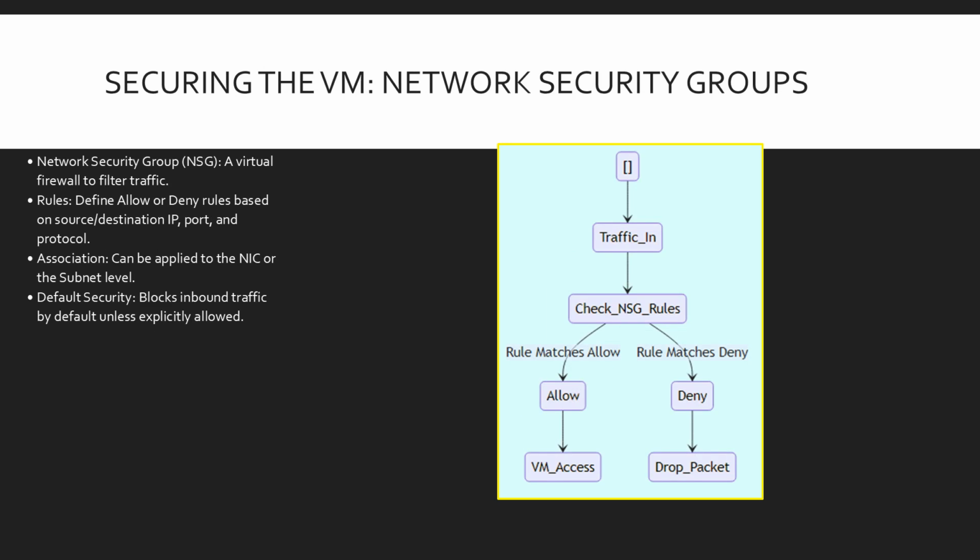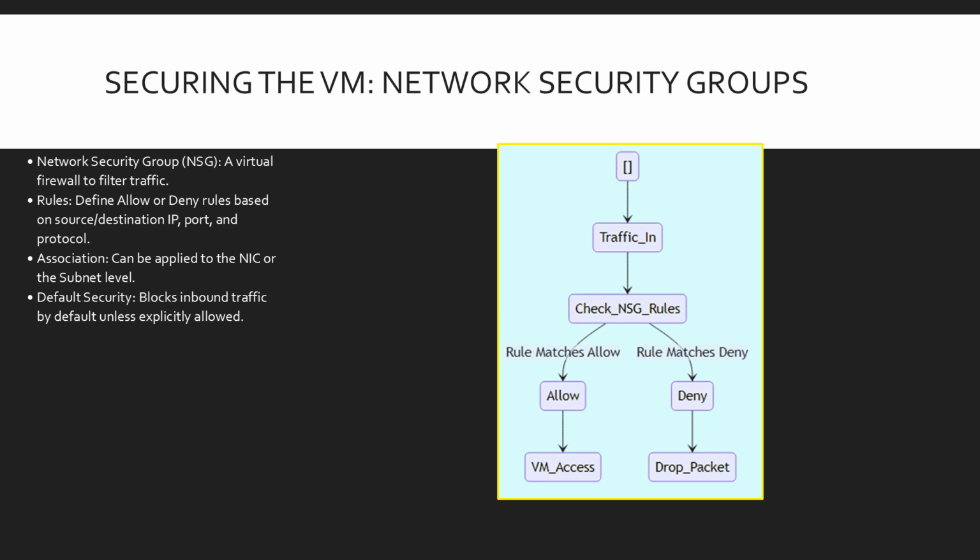Security is paramount. To protect your VM, Azure provides network security groups, or NSG. Think of an NSG as a virtual firewall containing a list of security rules. These rules allow or deny network traffic based on direction, protocol, and port. For example, you might create a rule to allow port 80 for web traffic, but deny everything else. You can associate an NSG directly to the VM's network interface, NIC, for granular control, or to the subnet to apply rules to all VMs in that group. By default, Azure locks down inbound access, so you must explicitly create rules to let traffic in.